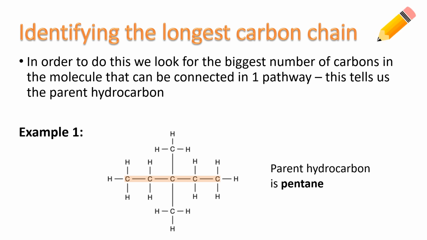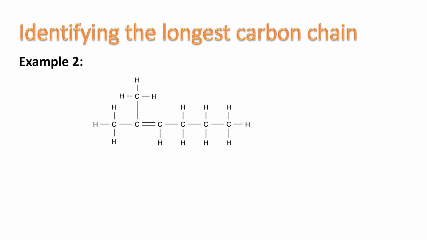So if we pause here and copy this down, now let's look at example 2. Again, in this molecule, there are a total of 7 carbon atoms. However, all 7 are not connected in one pathway. The longest carbon chain we can find is 6 carbons in a row.